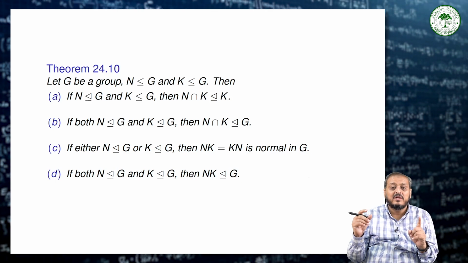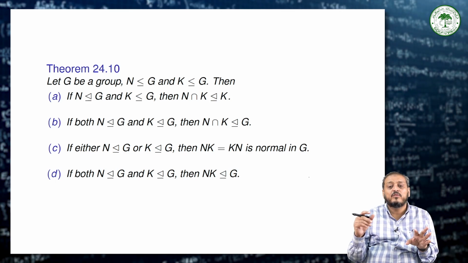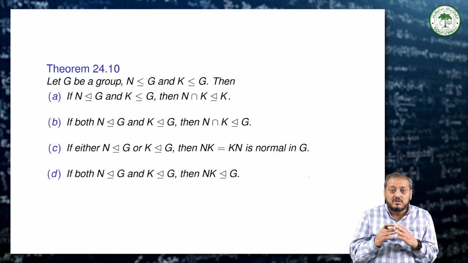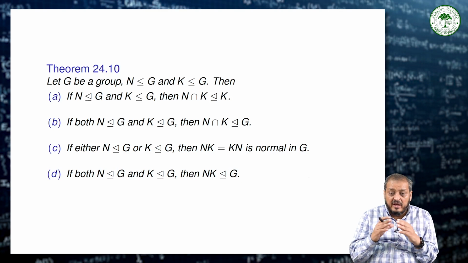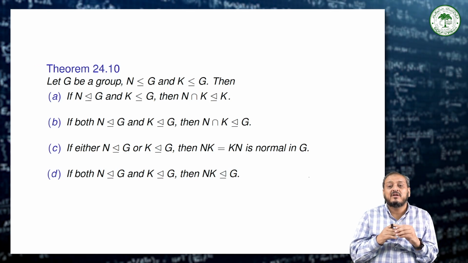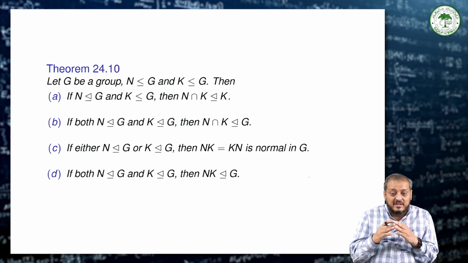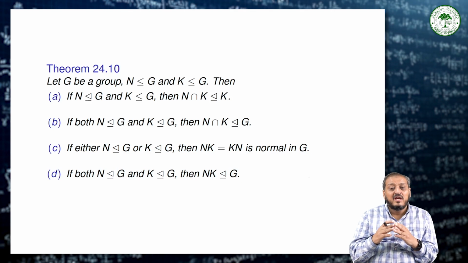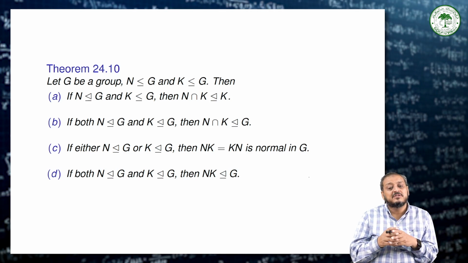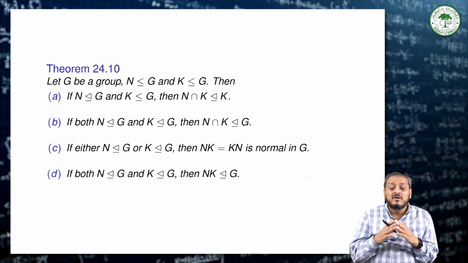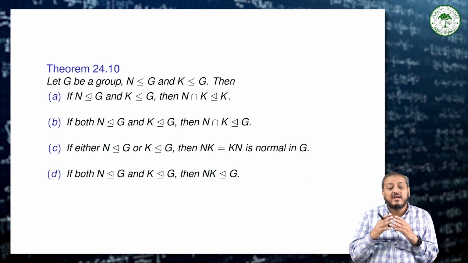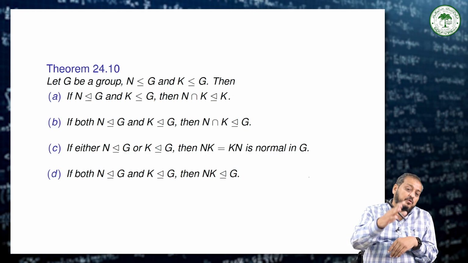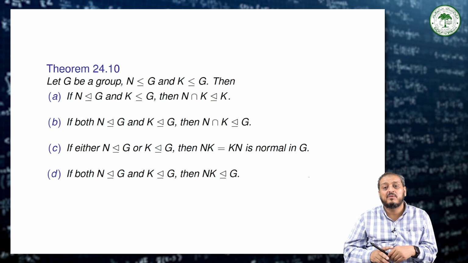And if N is normal in G and K is only a subgroup of G, then N intersection K is normal in K. If both N is normal in G and K is normal in G, then N intersection K is normal in G. If either N is normal in G or K is normal in G, then NK is a subgroup of G. We can just say that if N is normal in G and K is normal in G, then NK is normal in G. So these are the 4 parts, and we have to try to prove them one by one.